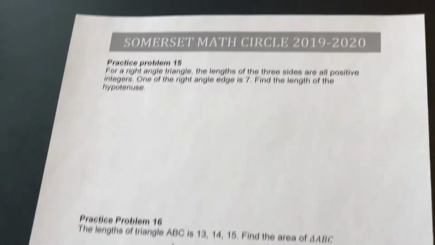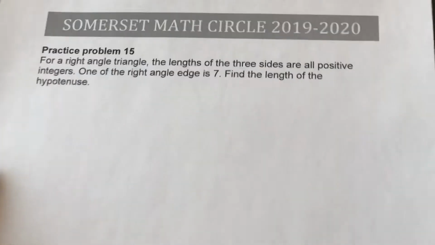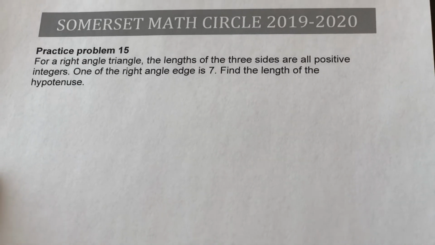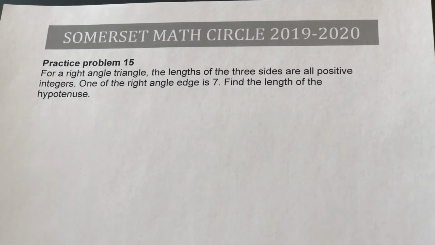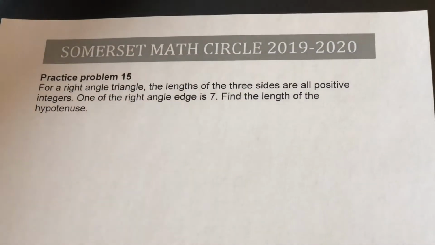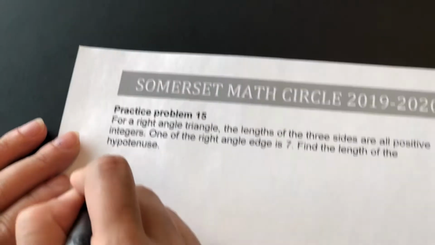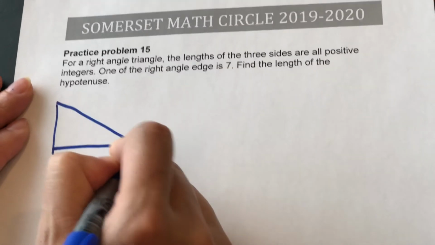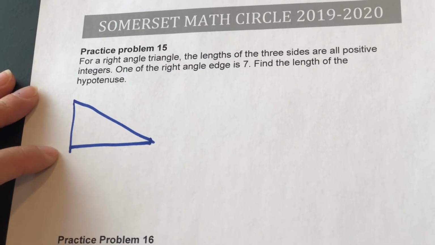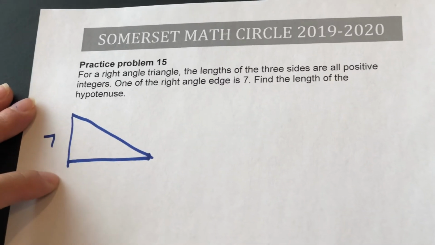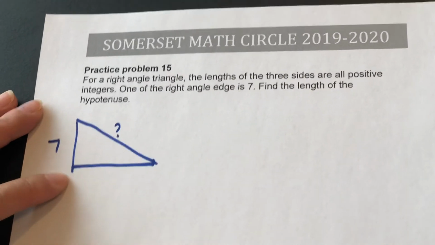15. For a right angle triangle, the lengths of the 3 sides are all positive integers. One of the right angle edges is 7. Find the length of the hypotenuse, the long side. Okay, all positive integers. One of the right angle edges is 7. Find the length of this one.